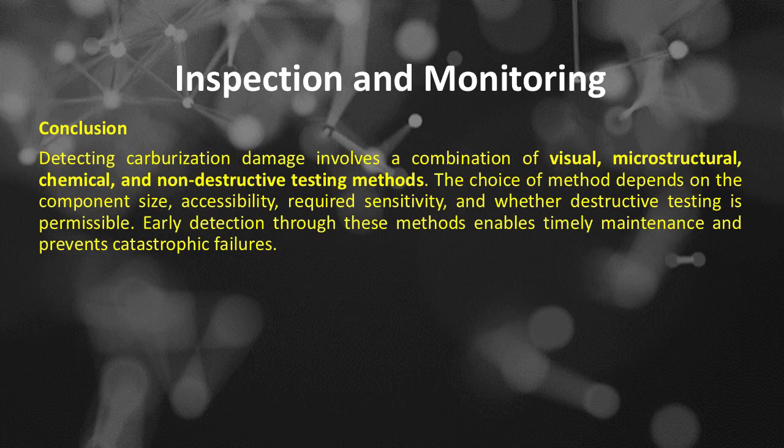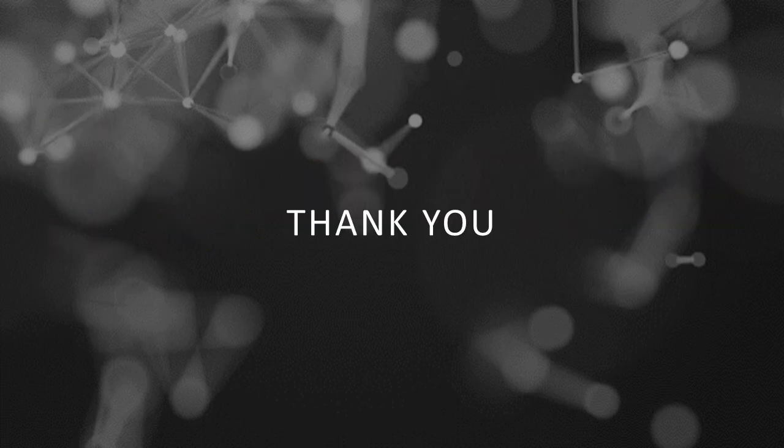Detecting carburization damage involves a combination of visual, microstructural, chemical, and non-destructive testing methods. The choice of method depends on the component size, accessibility, required sensitivity, and whether destructive testing is permissible. Early detection through these methods enables timely maintenance and prevents catastrophic failures.